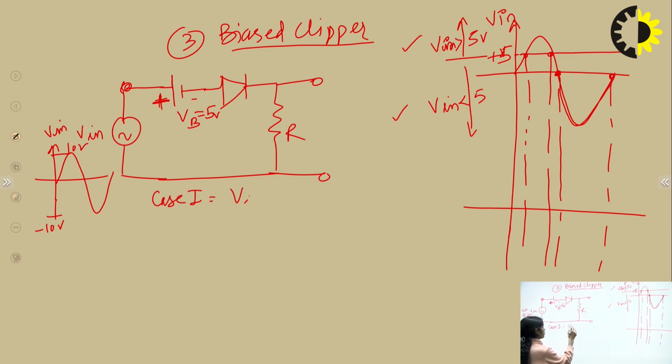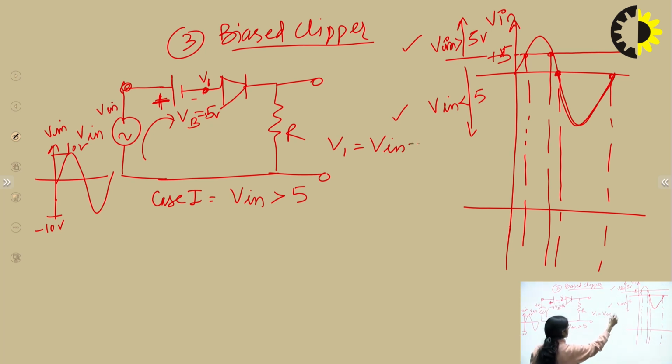Case 1: let's say V in is greater than 5. Before that, we will check how much voltage is coming across the diode. Let's say this is V1. This V1 has to be calculated from the KVL equation. V1 is equal to V in, which is appearing here with plus to minus, minus 5. So the V1 voltage equation is V in minus 5.